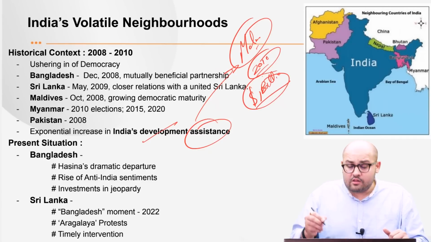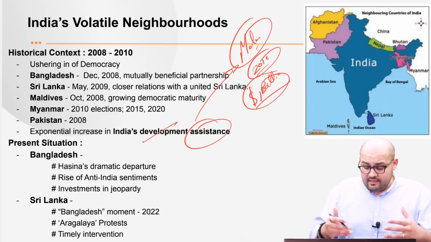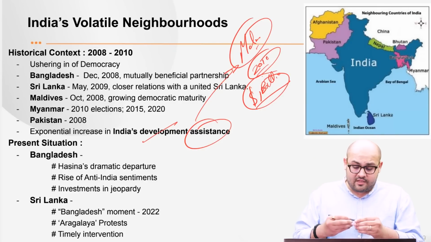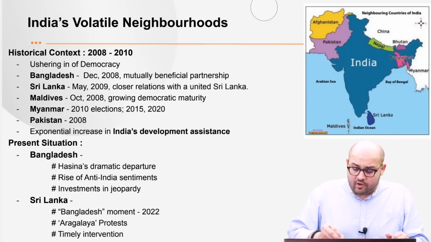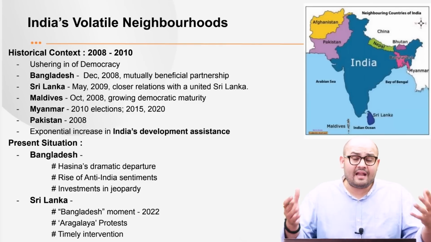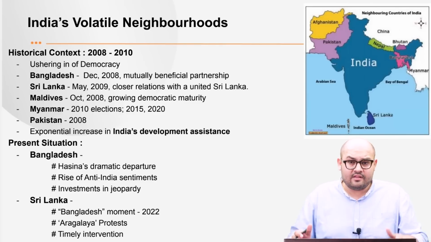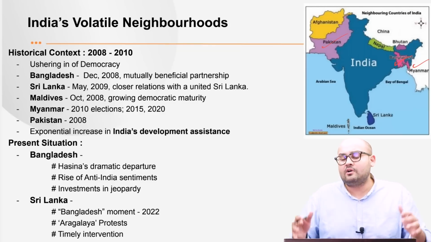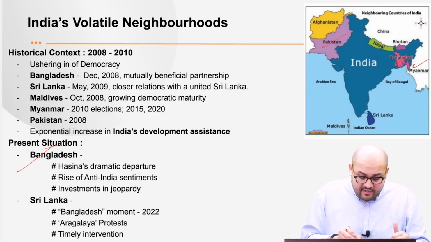So this period also coincided with increased development assistance given to these countries. Now, talking about the present situation, what we are witnessing is a democratic backsliding in different countries around India. You talk about Bangladesh, Myanmar, Pakistan, or the other countries. There is a democratic backsliding.